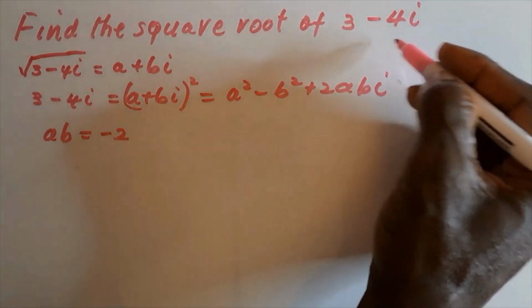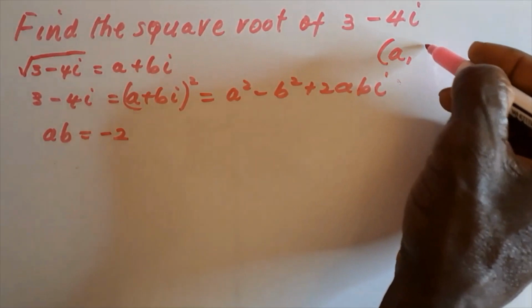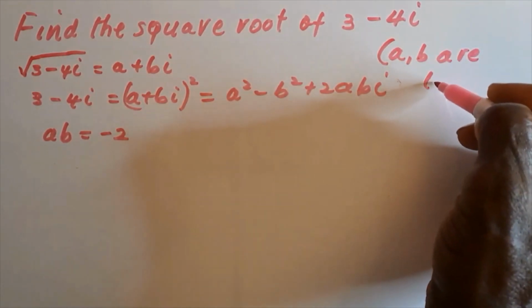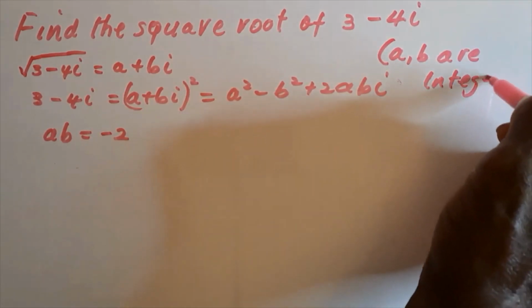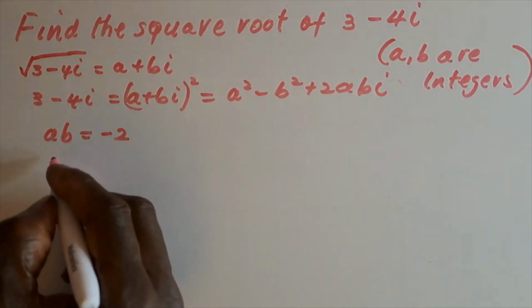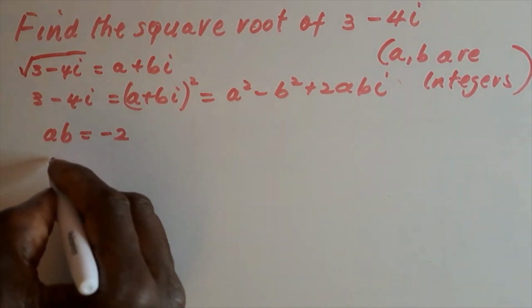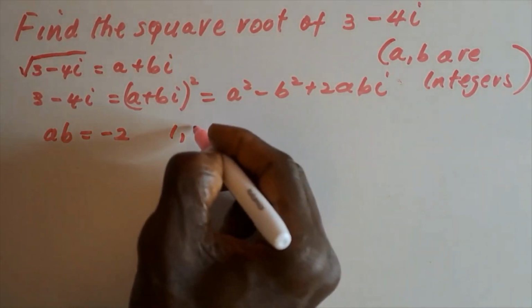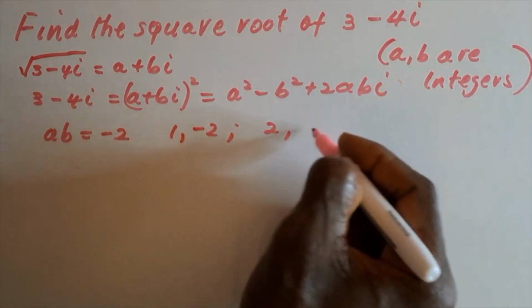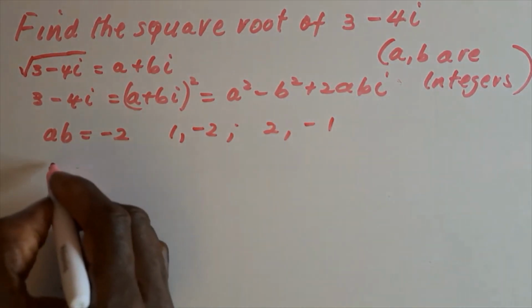So a and b are integers. So it can only be useful when a and b are integers. So we now can work out what the possible values of a and b are. They can be 1, minus 2, or 2 and minus 1. And we can check that.